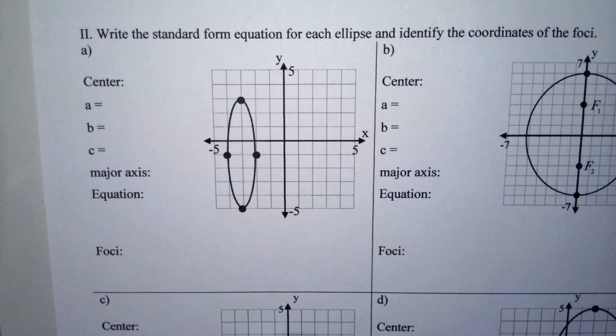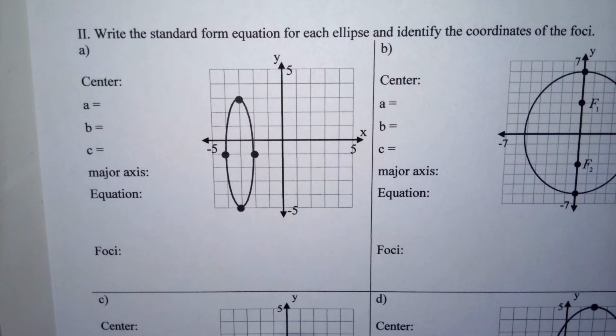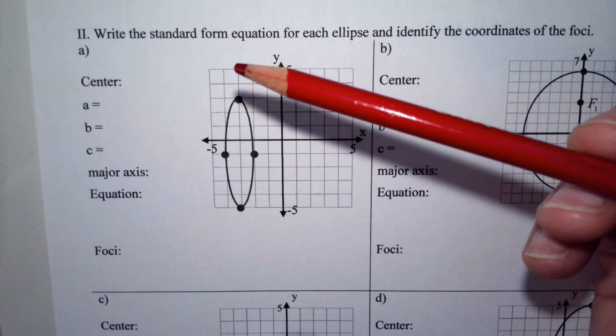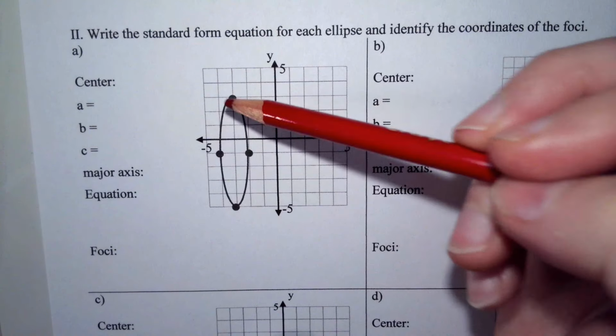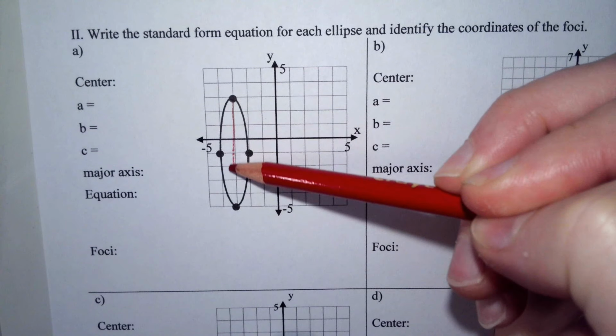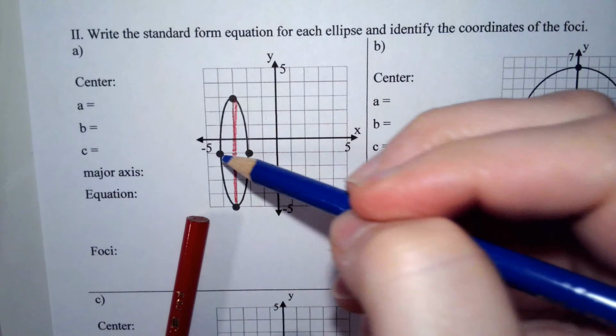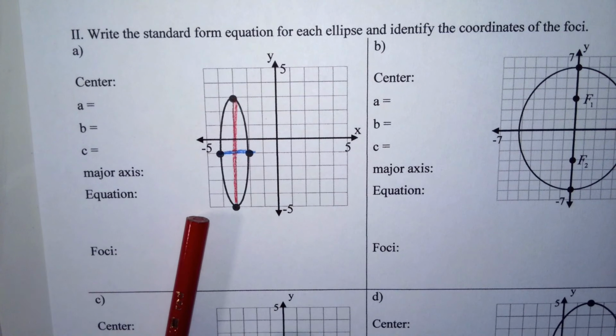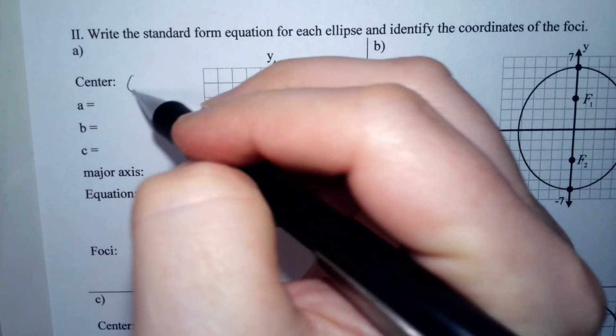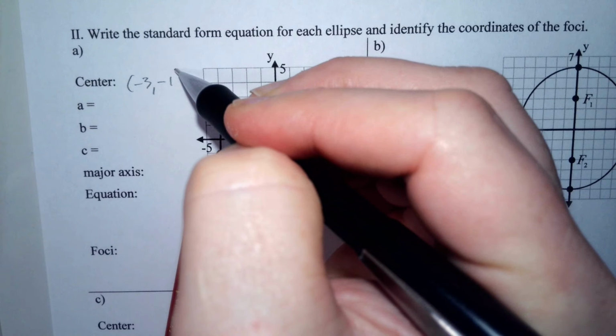How do we write the equation of an ellipse given the graph? Let's use this checklist to help us find that solution. If I were to draw in the major and minor axes, where they intersect will give us the center. So the center of this ellipse is at -3, -1.